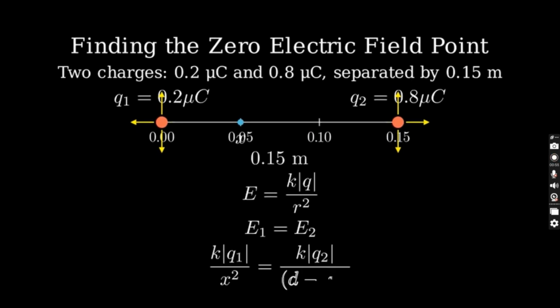This gives us K times Q1 over x squared equals K times Q2 over (d minus x) squared, where x is the distance from Q1 and d is the total distance between the charges. Let's plug in our values. We have K times 0.2 times 10 to the negative 6 over x squared equals K times 0.8 times 10 to the negative 6 over (0.15 minus x) squared. The K's cancel out, and we can simplify this to 0.2 times (0.15 minus x) squared equals 0.8x squared.